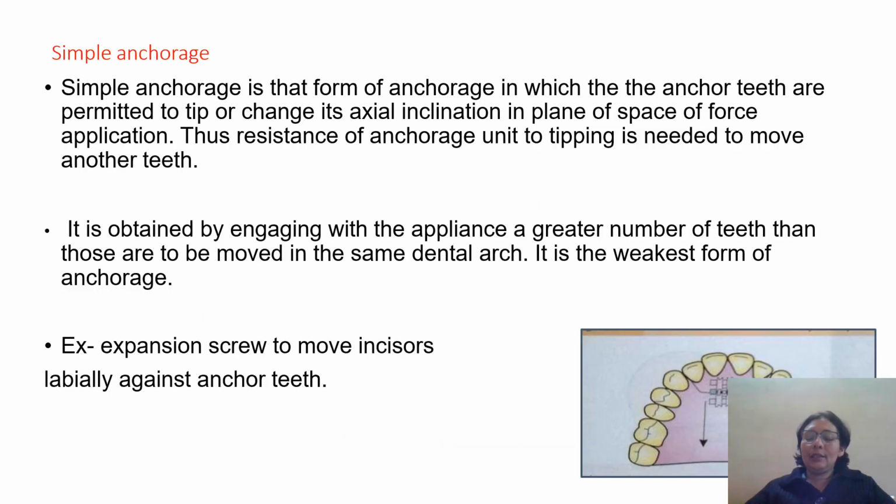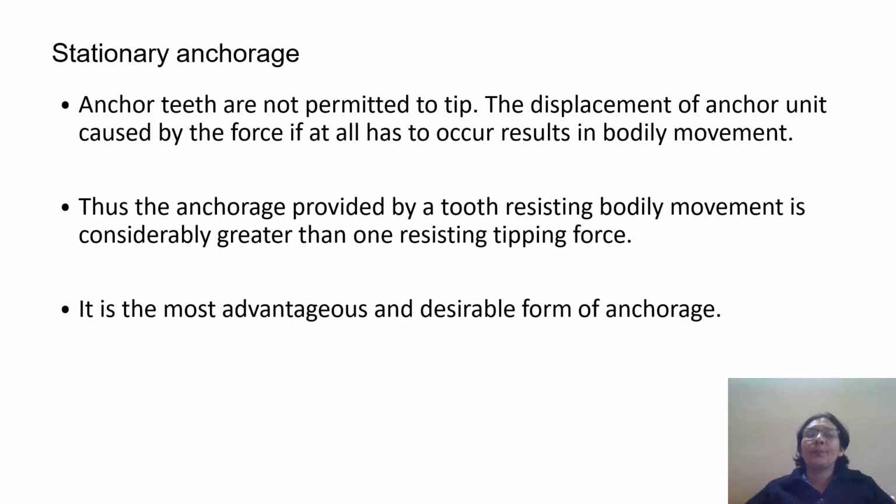Now, simple anchorage is a form of anchorage in which anchor teeth are not allowed to move, but if at all they move, they will tip. But as we all know, tipping needs a minimum amount of force, so it is the weakest form of anchorage. It is obtained by engaging the appliance with a greater number of teeth than those involved in the same dental arch. As you can see in this figure, the posterior segment is large, fitting against the smaller anterior segment, whereas an expansion screw is placed for the labial movement of the incisors, like in class 2 division 2 malocclusion.